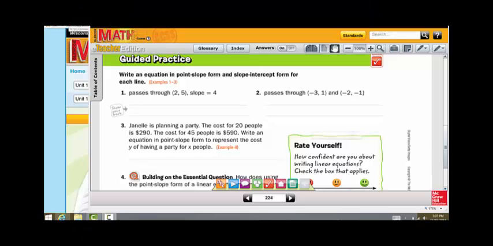Okay, here are your solutions to 3-6 guided practice. In number 1, we're being asked to write an equation in point-slope form and also in slope-intercept form.